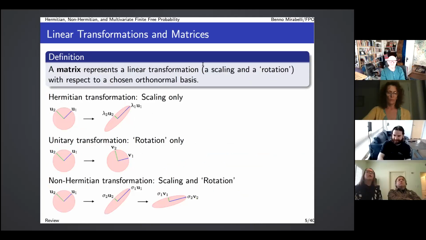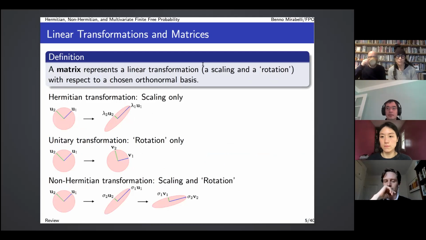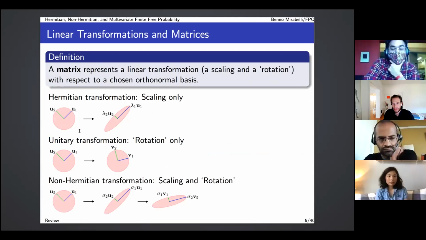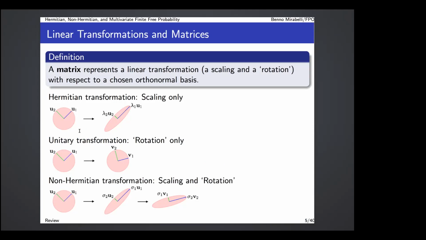So we're studying matrices. So what is a matrix? Just some review. A matrix represents a linear transformation with respect to some chosen orthonormal basis. So here I have some linear transformations, categorized where Hermitian transformations are just like scaling your underlying space. Unitary transformations just rotate your underlying space. And then non-Hermitian transformations both scale and rotate. So really the name just means all possible transformations, but we specify because Hermitian ones are so commonly studied.